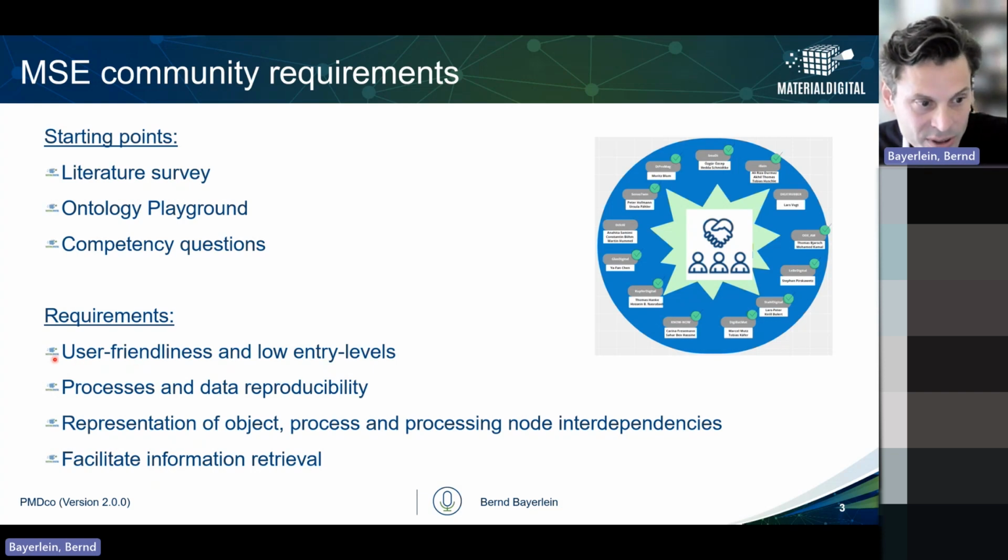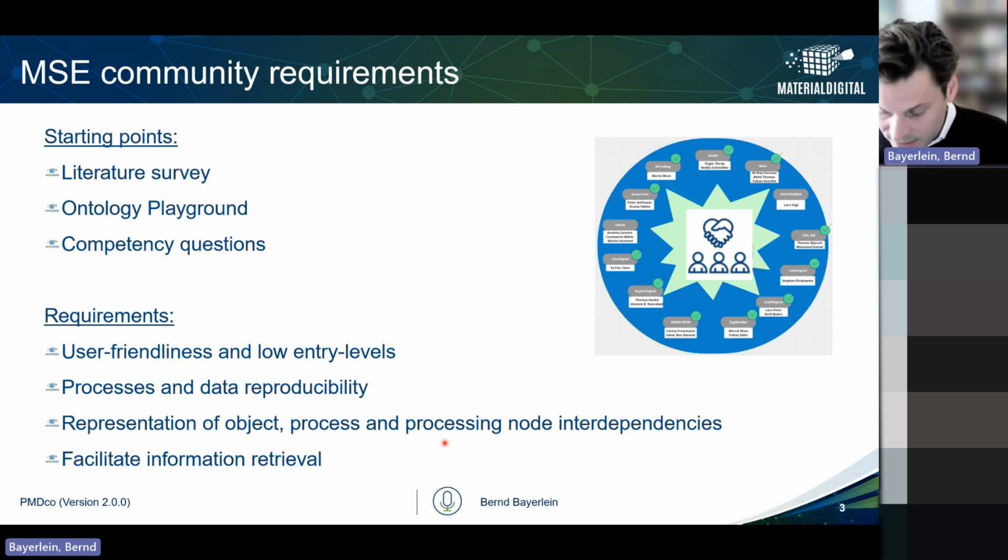Yeah, and this is what I already mentioned. User friendliness and low entry levels are really, really important. Then we want to have processes and data reproducible, and we want to be able to represent objects, processes, and processing nodes and their interdependencies. So in the end, maybe I want to know, okay, I have reached this performance of my material. Maybe I need to optimize some processes prior to this result, and therefore these interdependencies are very important. And in the end, I want to be able to retrieve my information in an easy way.